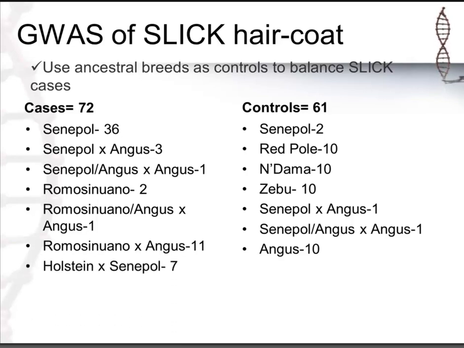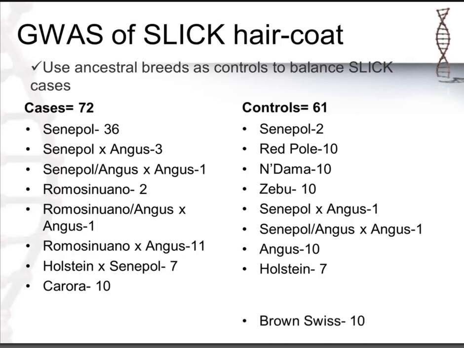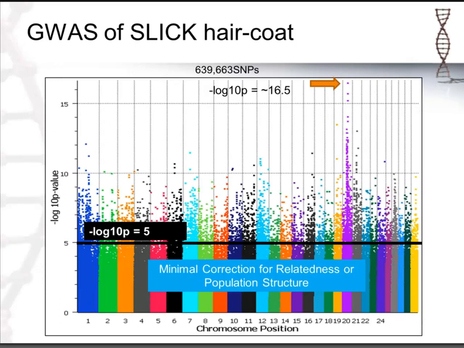We had Holstein Senepol crosses, and this was segregating in both sides, as well as non-slick Holstein to compare this with. And lastly, we had the third tropical cattle breed, the Carora, and their ancestry, which is non-slick, is the brown Swiss. So this basically gave us 72 cases compared to 61 non-slick controls. So the first analysis was basically done just using that minimal correction using the pedigrees for relatedness.